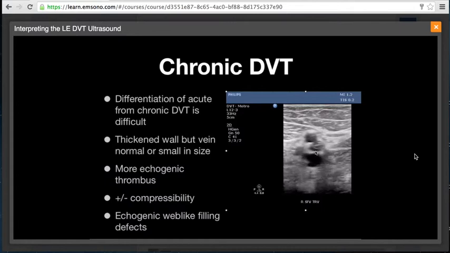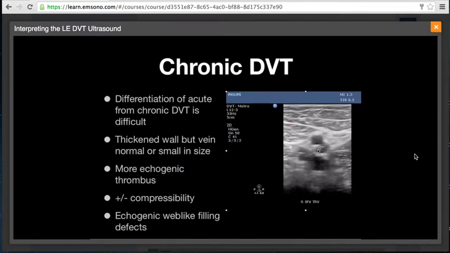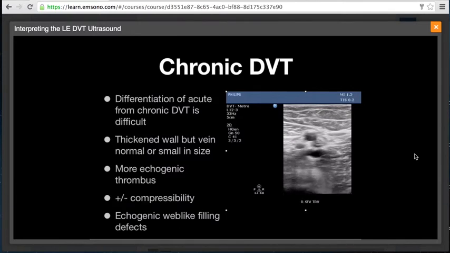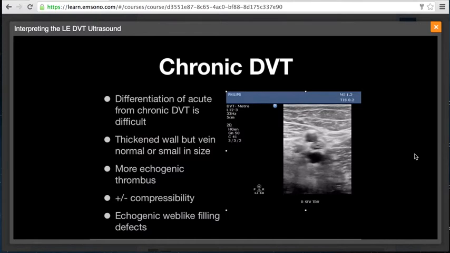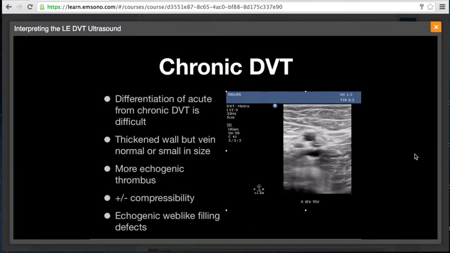This was a patient who had a prior femoral vein DVT. You can see that the vessel was not dilated. You can see that there are those echogenic web-like filling defects within there and that the vessel was partially compressible. The bottom line here is that it can be extremely difficult to distinguish an acute from a chronic DVT, even in the hands of a skilled physician.